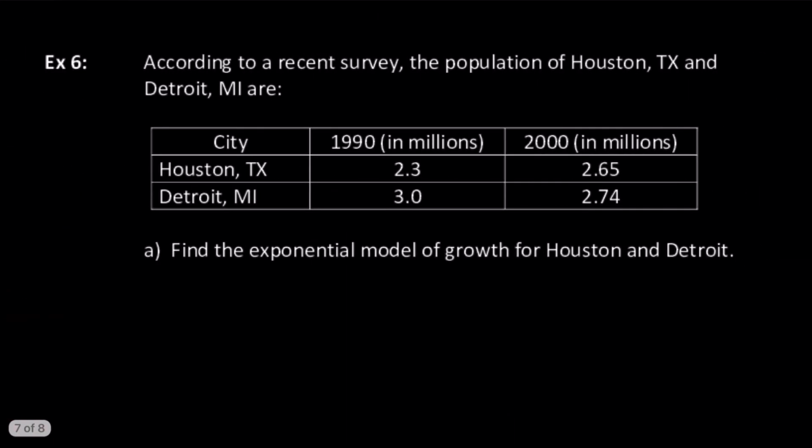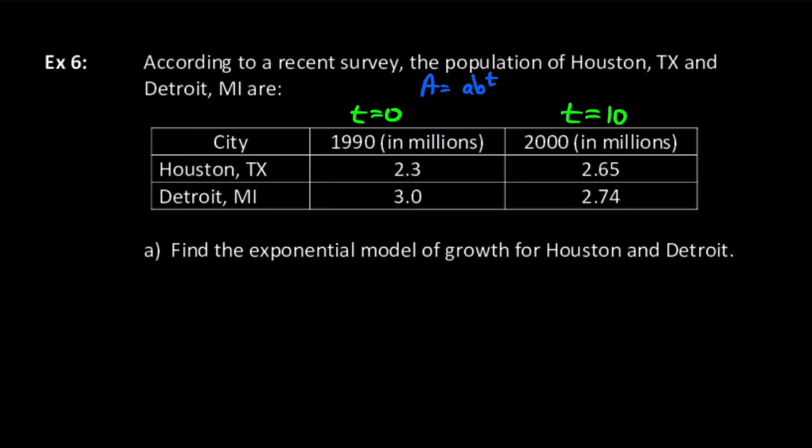Example 6. All right, more modeling. According to a recent survey, the populations of Houston, Texas, and Detroit, Michigan are given for 1990 and 2000. So in 1990, we're going to make this t equals 0, and then 2000 we'll make that t equals 10. And you've got a couple options, but because we haven't done natural logs yet, I'm going to use this model for both: population equals ab to the t, or however you want to think of it.